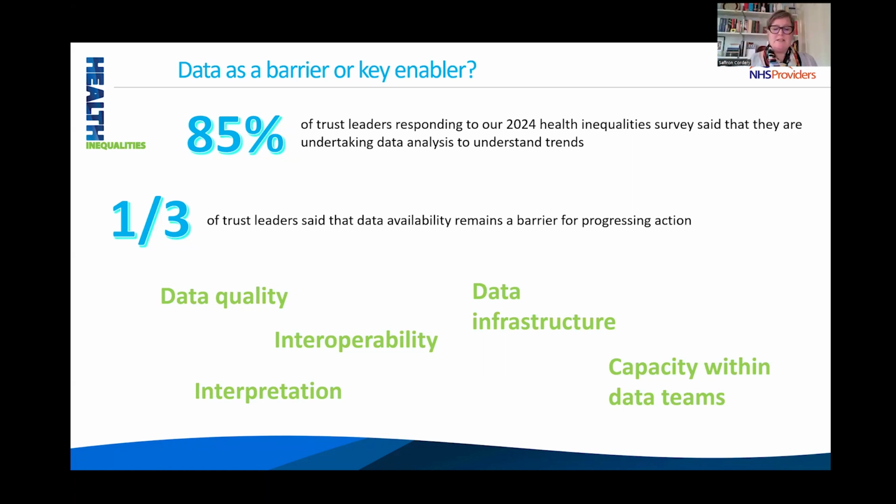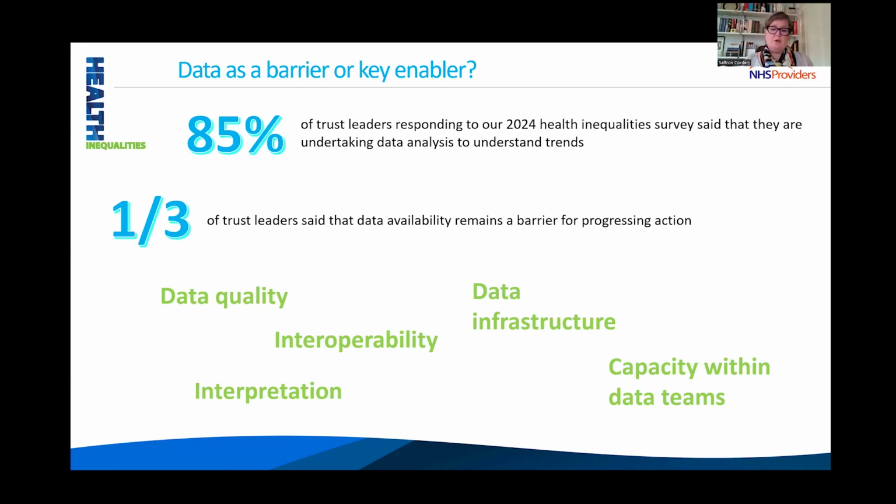We surveyed trust leaders earlier this year, and we found that 85% of trusts are undertaking data analysis to better understand the populations they serve and to inform appropriate interventions and activity. However, a third of those responding also said that data availability can be a barrier to progressing action on health inequalities. And building on that, we know that there are some challenges relating to data, whether that's data quality, such as ethnicity coding, due to poor availability of other demographic factors, such as things like caring responsibilities.